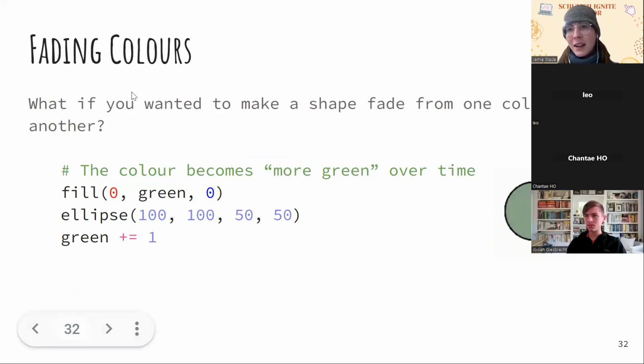And here's another use of variables with colors, which is something we touched on in the previous exercise. Something we can do is make one shape fade from one color to another. So if we were to start fill at 0, green as a variable, and 0, and if we were to update green with 1 every time, it's going to start black and become slowly more green over time each time we loop through the function.